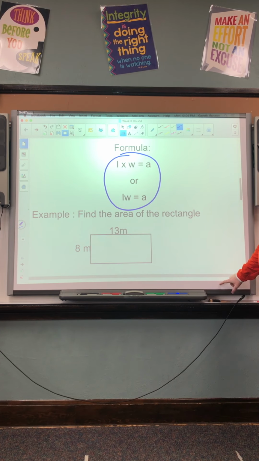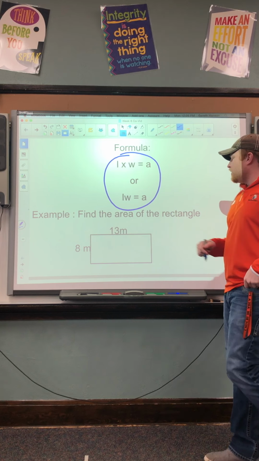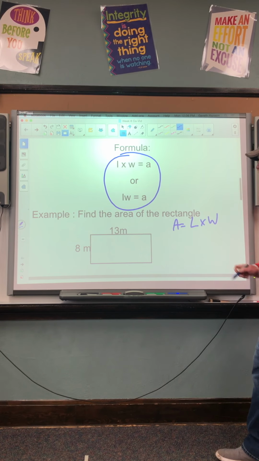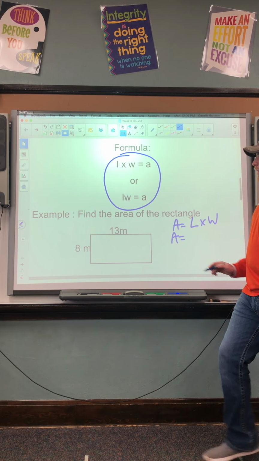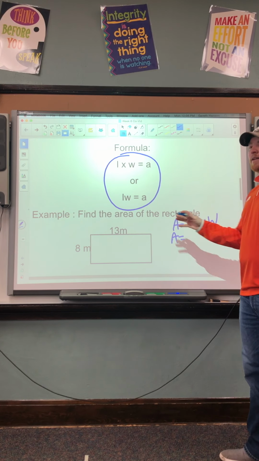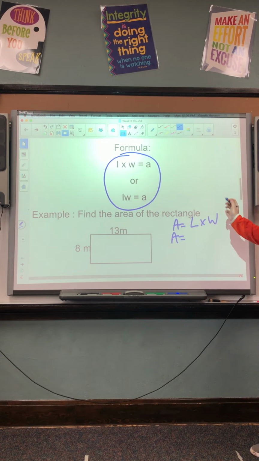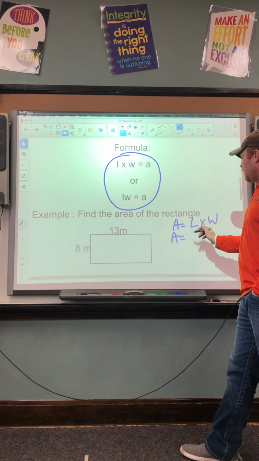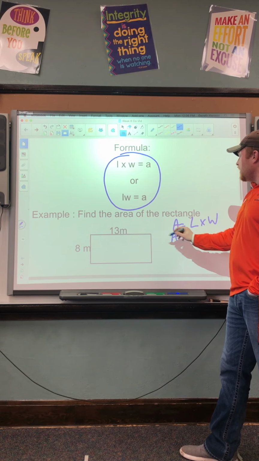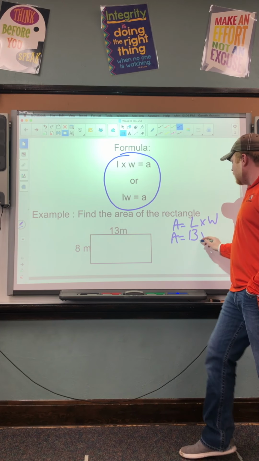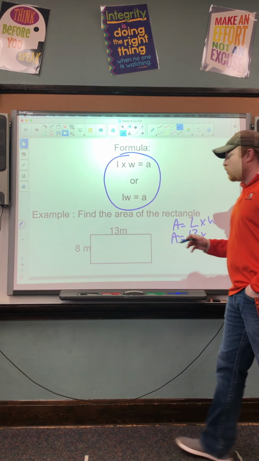For example 2, find the area of the rectangle. If we have area equals length times width, the length of a rectangle is the long part, the longer portion. Since it's only multiplying here, you're not doing multi-step, it doesn't matter what you do first. You can put the numbers either way. But to find the area, the length is the long part, so that would be 13, and then the width is the smaller portion, which is 8.